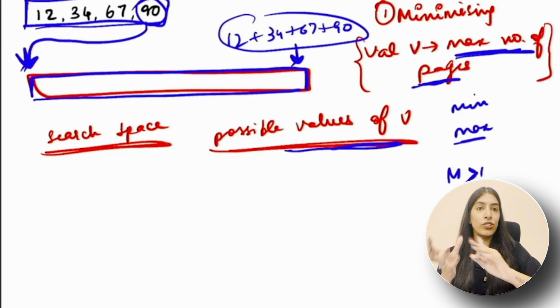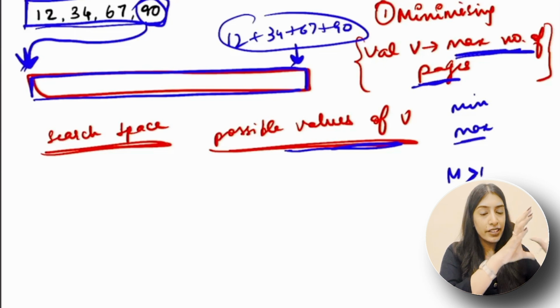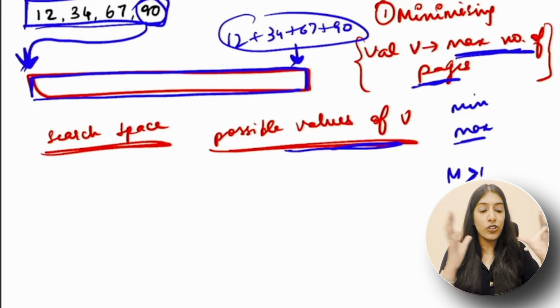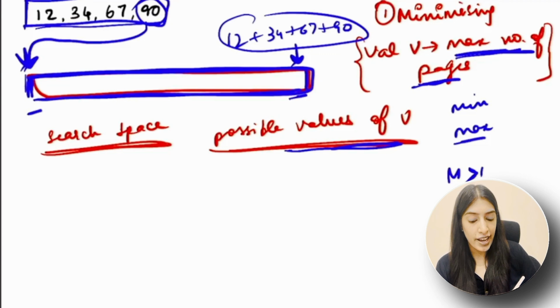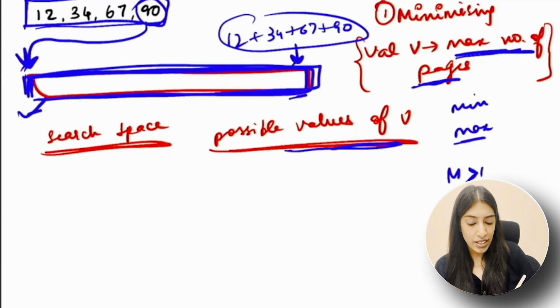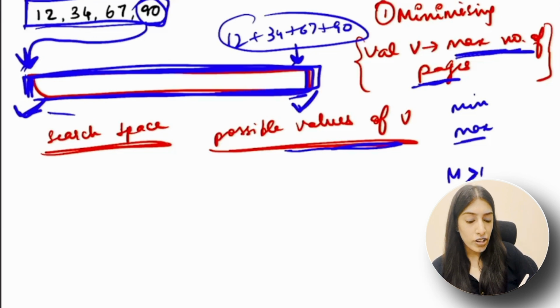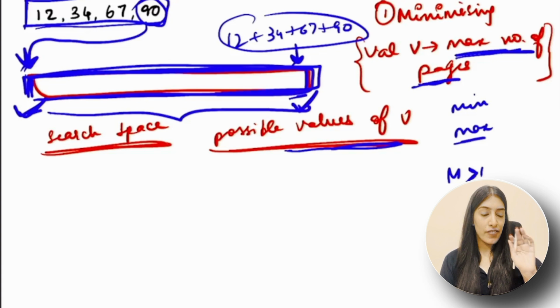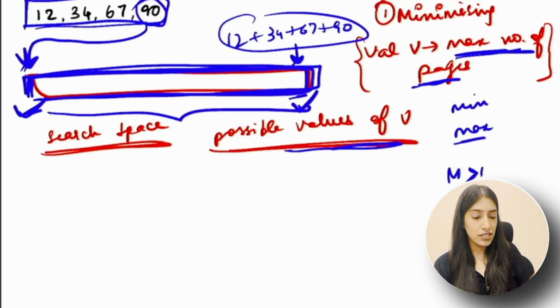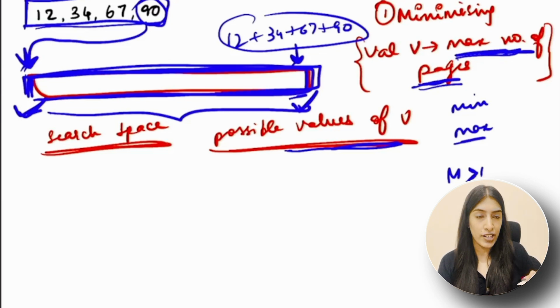And let's assume that one student is going to get all the books, because this is just a search space. We are not saying that this will be the answer or that will be the answer. We are saying that our answer is going to lie in between this. Now, this can be a possibility, say when m is equal to 1, or the values in between can be the possibility. Okay, so this much you have understood. Firstly, we are minimizing this maximum number of pages. We have understood what is the search space of this value v.